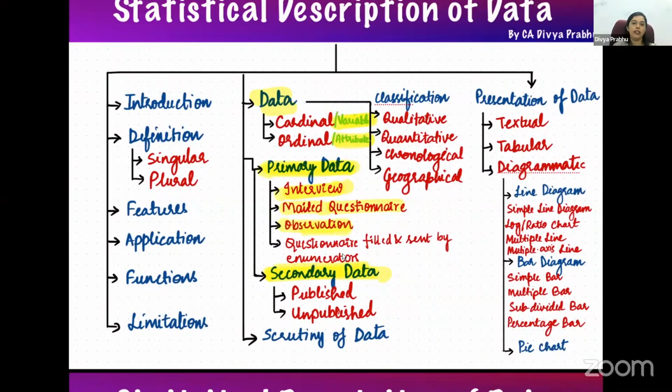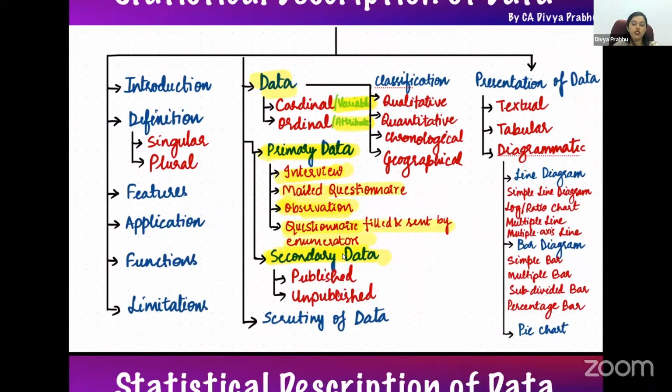Next is the observation method. For example, if you want to check the height and weight of the students, you bring a weighing scale, an instrument, and you check their weights. So that is the observation method, where you yourself, using some particular instrument, collect the data. The last one is the questionnaire, which is filled and sent by enumerators. These are the four methods of collecting primary data. Next, secondary data: you have two sources. One is published sources, one is unpublished sources.